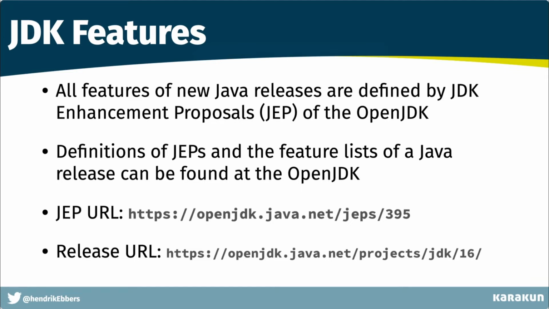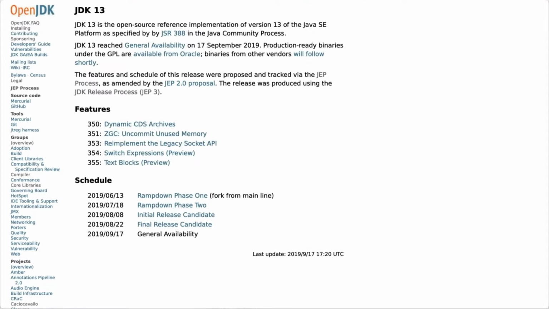Both can be easily accessed on the OpenJDK web page. So I've just added a URL here for JEP 395 and for the JDK 16 release. When you go to a release page of the OpenJDK, you will see something like this. This is an example for JDK 13. Here you see a short description regarding license. And then at the bottom, you see a schedule: when was the release available, when did the rampdown phase start, and so on and so on.